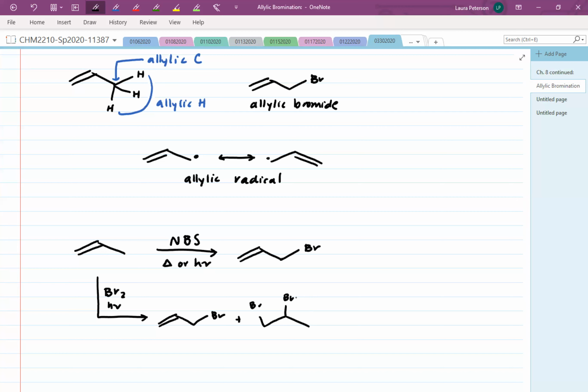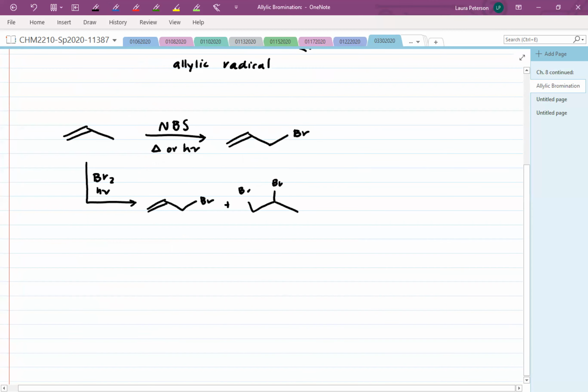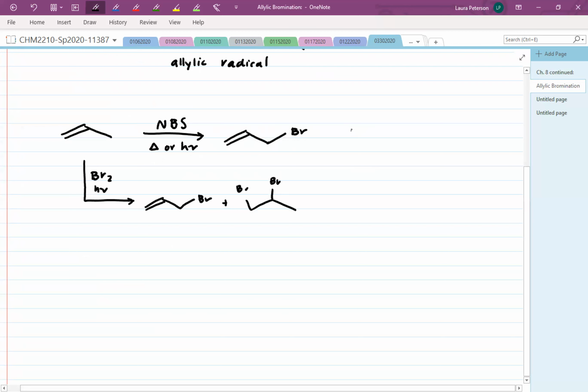There's no way to shut down that electrophilic addition, okay? And so we use NBS, which allows us to circumvent the problems of using Br2 in this reaction. Okay, so what is NBS? All right, so let's define that over here. So NBS is N-bromosuccinimide.